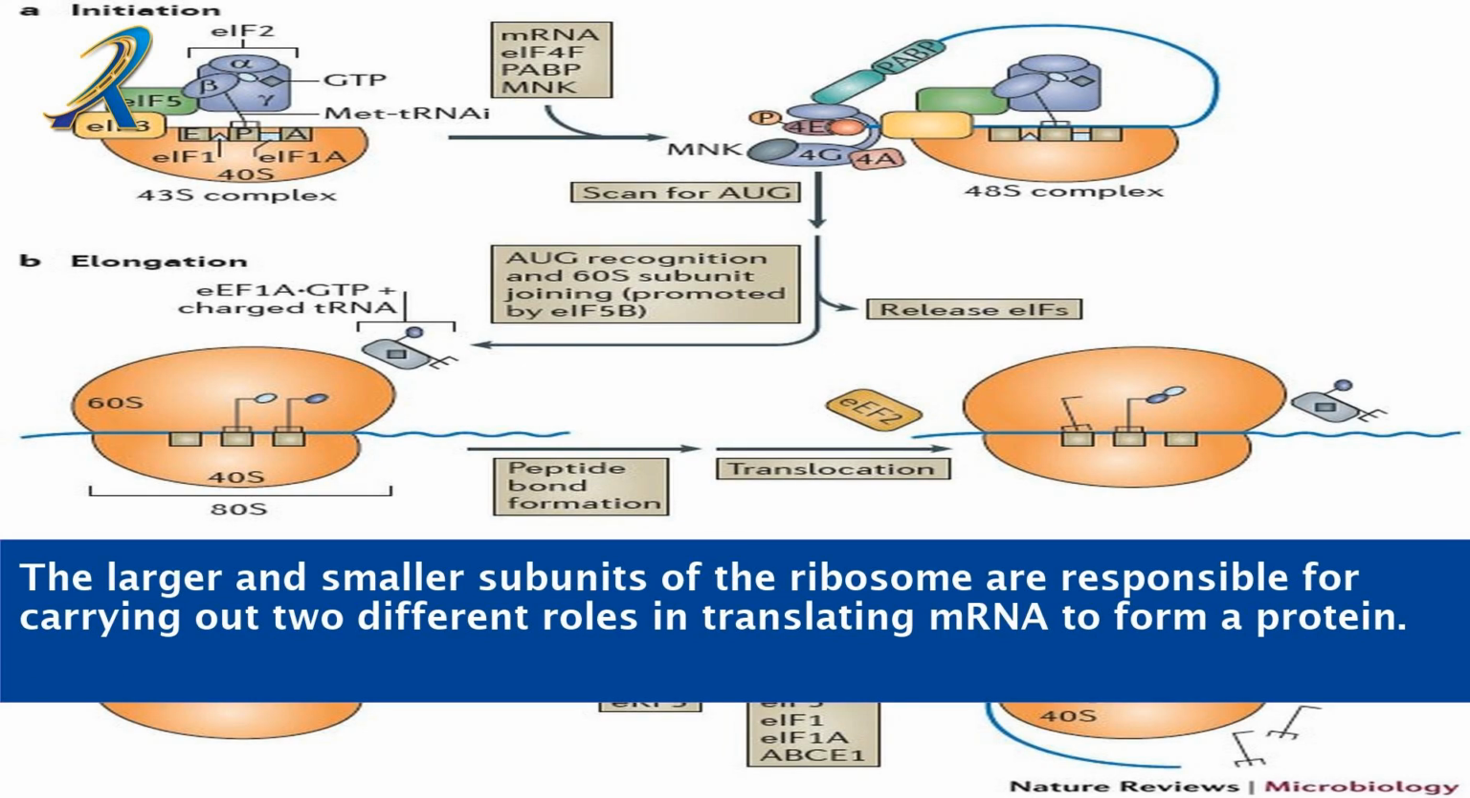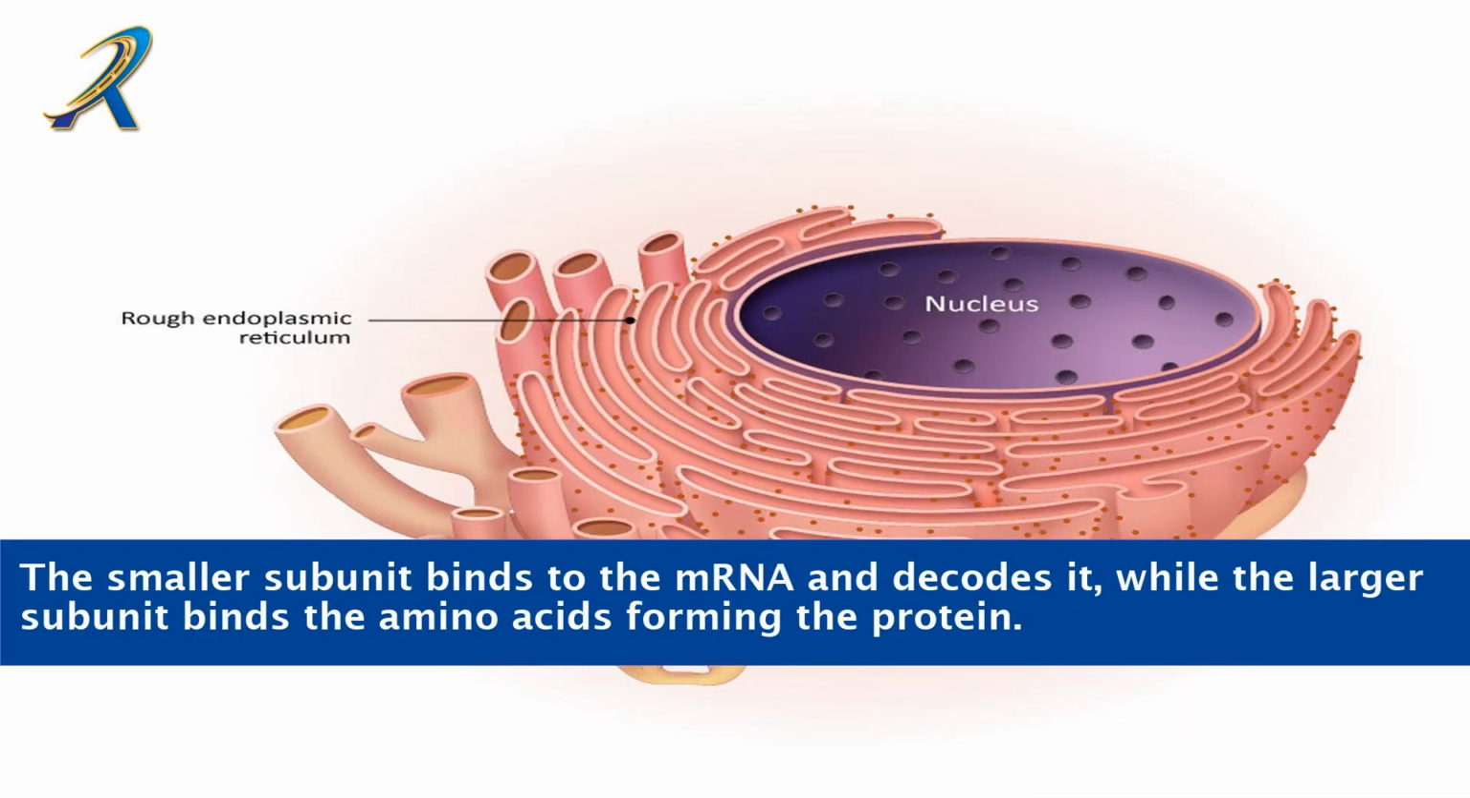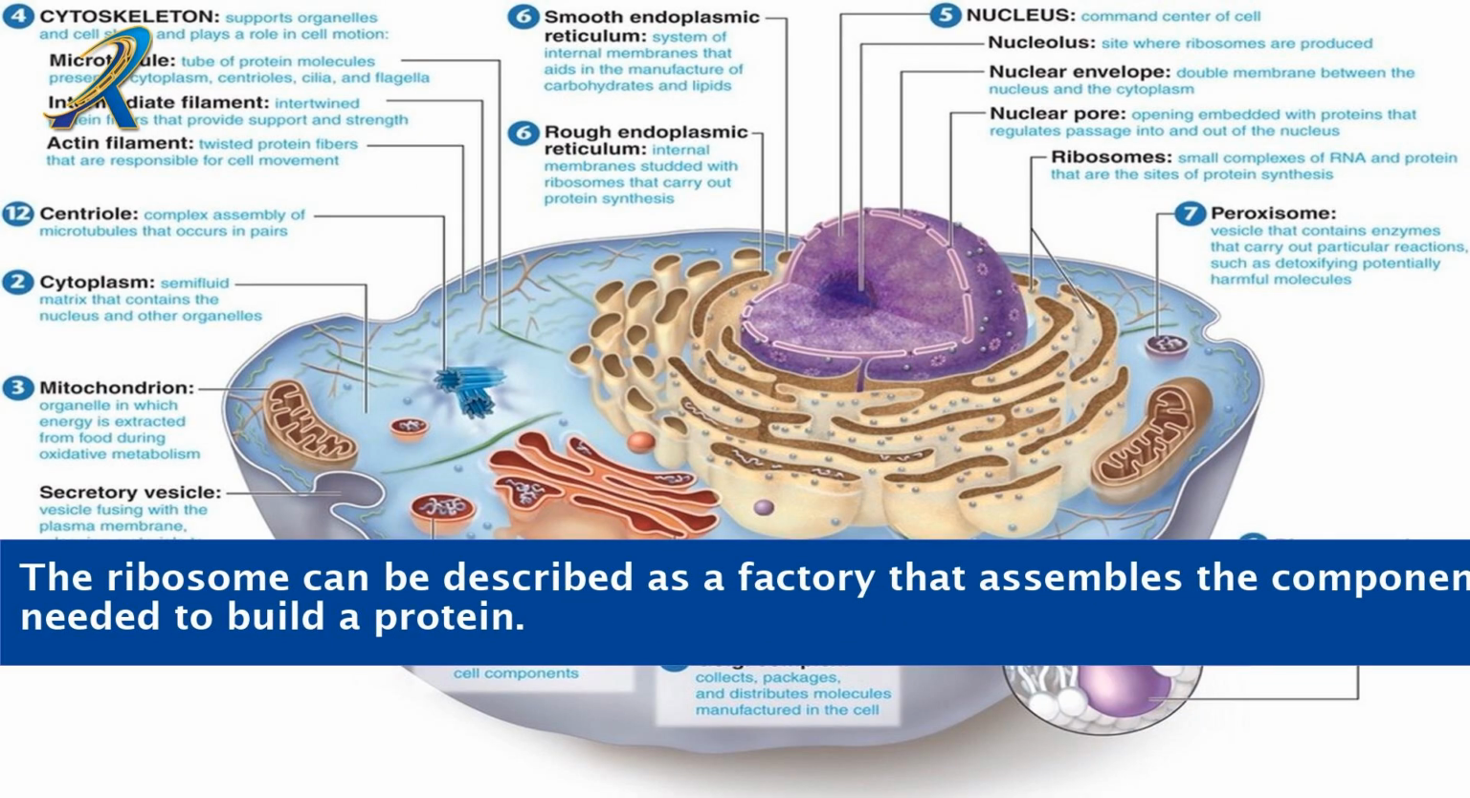The larger and smaller subunits of the ribosome are responsible for carrying out two different roles in translating mRNA to form a protein. The smaller subunit binds to the mRNA and decodes it, while the larger subunit binds the amino acids forming the protein. The ribosome can be described as a factory that assembles the components needed to build a protein.